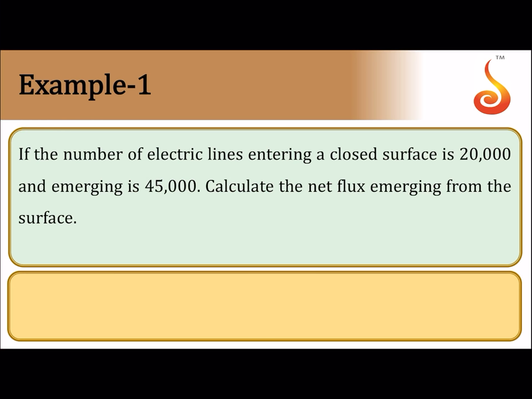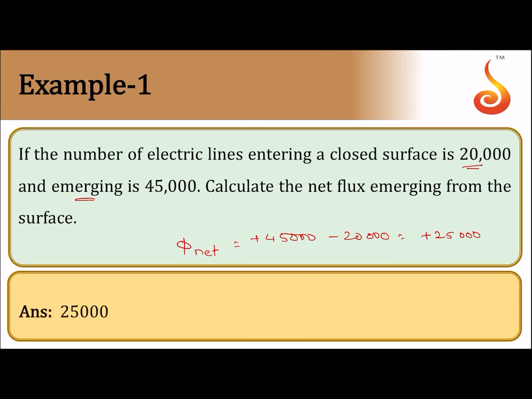I know it's been a heavy lecture, lots of new stuff. The numericals hopefully will be simple. First one: if the number of lines entering a closed surface is 20,000 and exiting is 45,000, calculate the net flux. Very simple. Exiting is positive, entering is negative. Phi net will be simply emerging, positive plus 45,000, and then entering, so minus 20,000, which is equal to plus 25,000, is your net flux. Let's check if the answer is correct. Yeah, 25,000 is the answer.